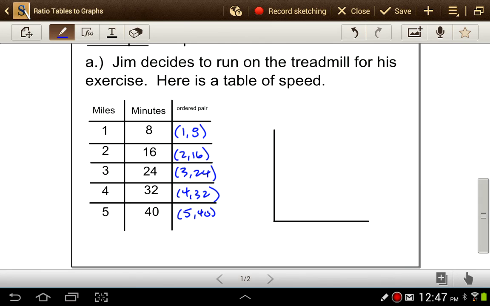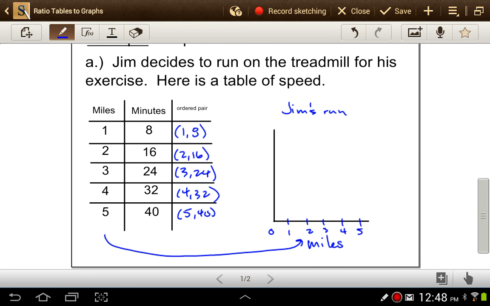First thing I need to have is a title. We have to make sure we label everything. You always have to have your labels. So our title is going to be Jim's Run. The first column I'm going to put on the bottom, so that's going to be my miles. I'm going to start at 0 and go to 5: 1, 2, 3, 4, 5, and I'm going to label them.